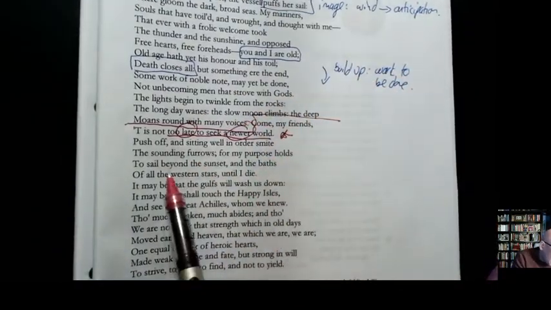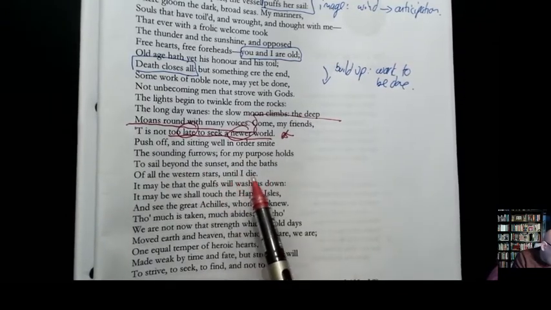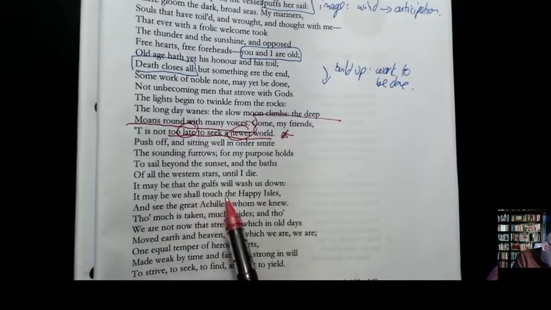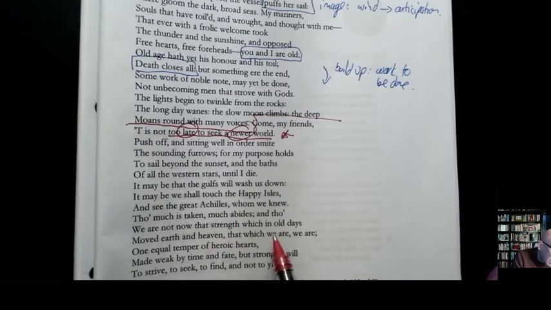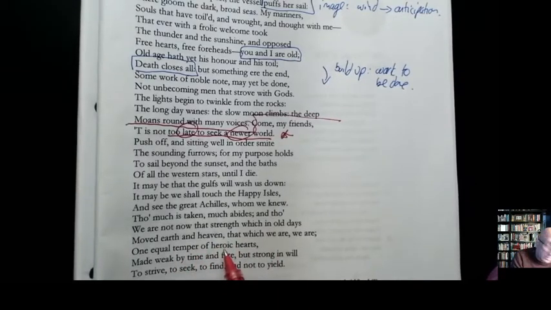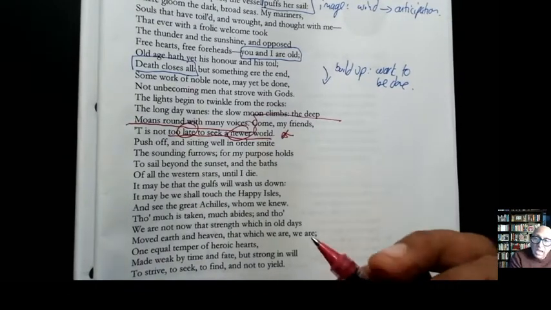Push off, and sitting well in order smite the sounding furrows, for my purpose holds to sail beyond the sunset, and the baths of all the western stars, until I die. It may be that the gulfs will wash us down. It may be we shall touch the happy isles, and see the great Achilles whom we knew. Though much is taken, much abides, and though we are not now that strength which in old days moved earth and heaven, that which we are, one equal temper of heroic hearts, made weak by time and fate, but strong in will to strive, to seek, to find, and not to yield.